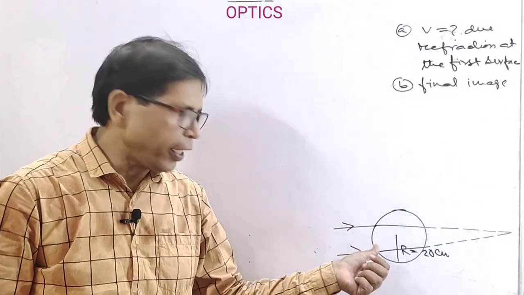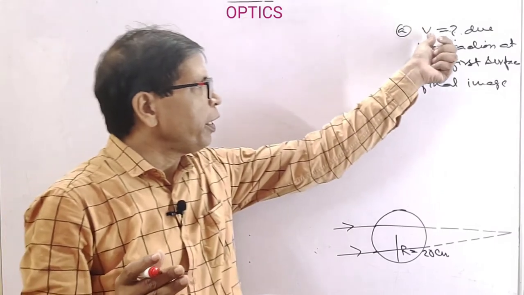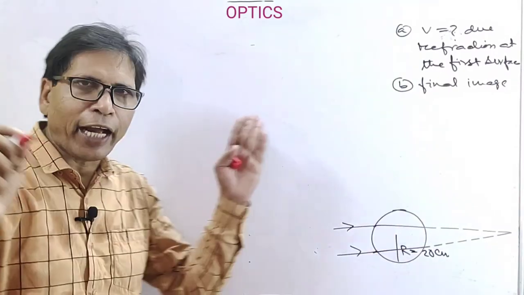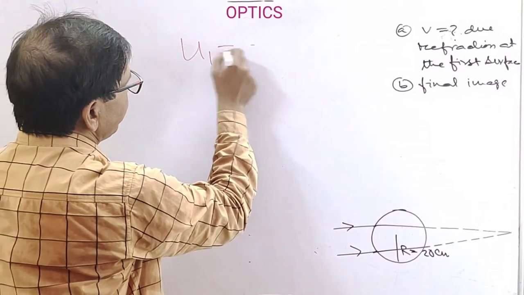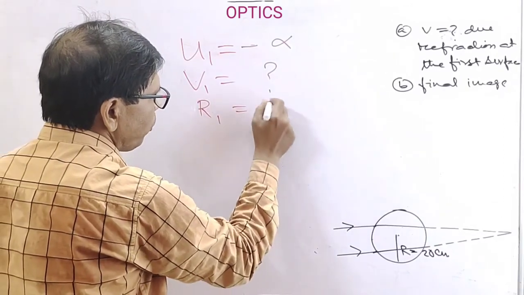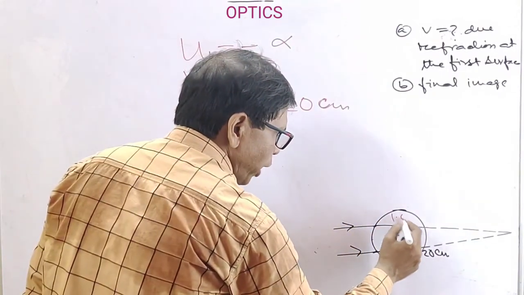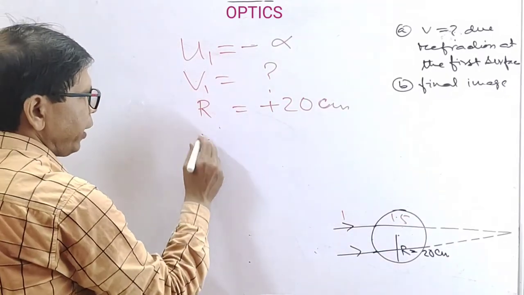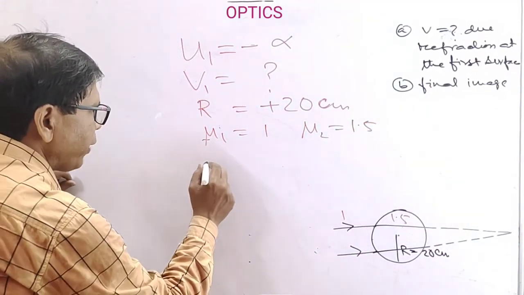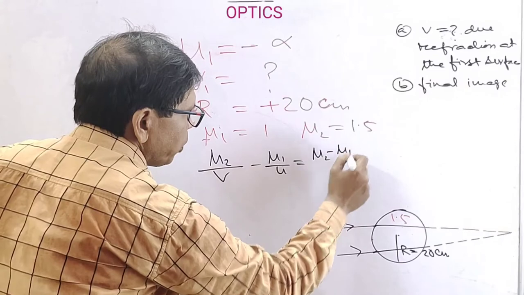Now, a parallel ray is incident on a glass sphere of radius 20 cm. We have to find the image distance due to refraction at the first surface and the final image distance. As the ray is coming from infinity, u1 = −∞, v1 = ?, and R1 = +20 cm. Now, here μ1 = 1 and μ2 = 1.5, okay? Applying the formula, μ2/v − μ1/u = (μ2 − μ1)/R.